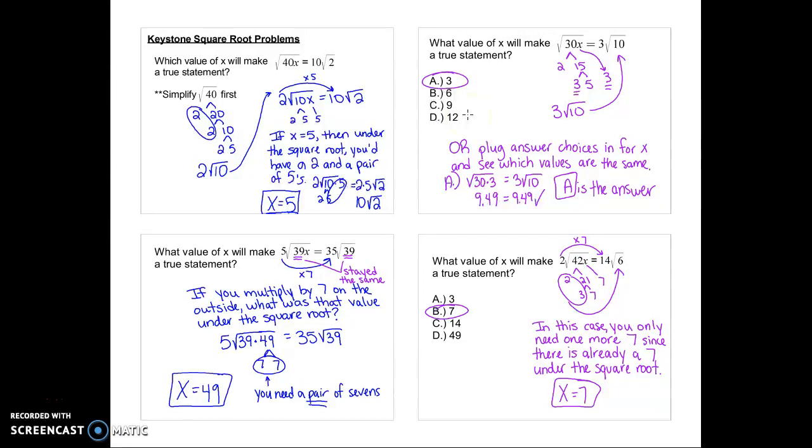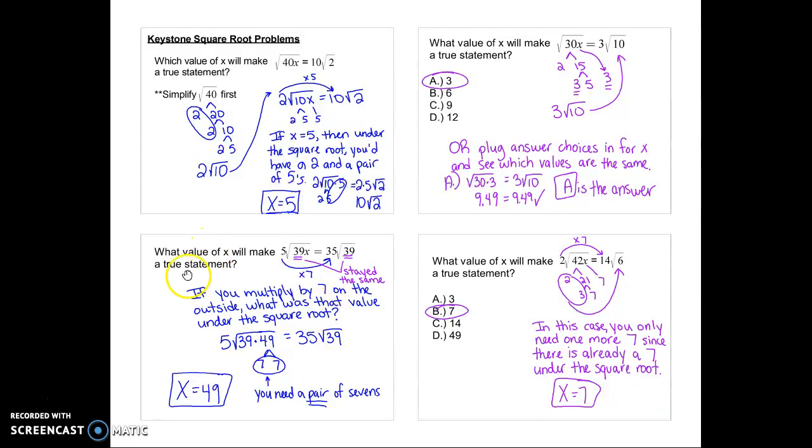Okay, so you can plug in the square root of 3 or 3 times the square root of 10 into your calculator to get that decimal answer. Then plug in this 3 for x, type that into your calculator. Plug in the 6 for the x, plug that into your calculator until you find one that matches what you were given originally. Okay, so it's always an option that you have.